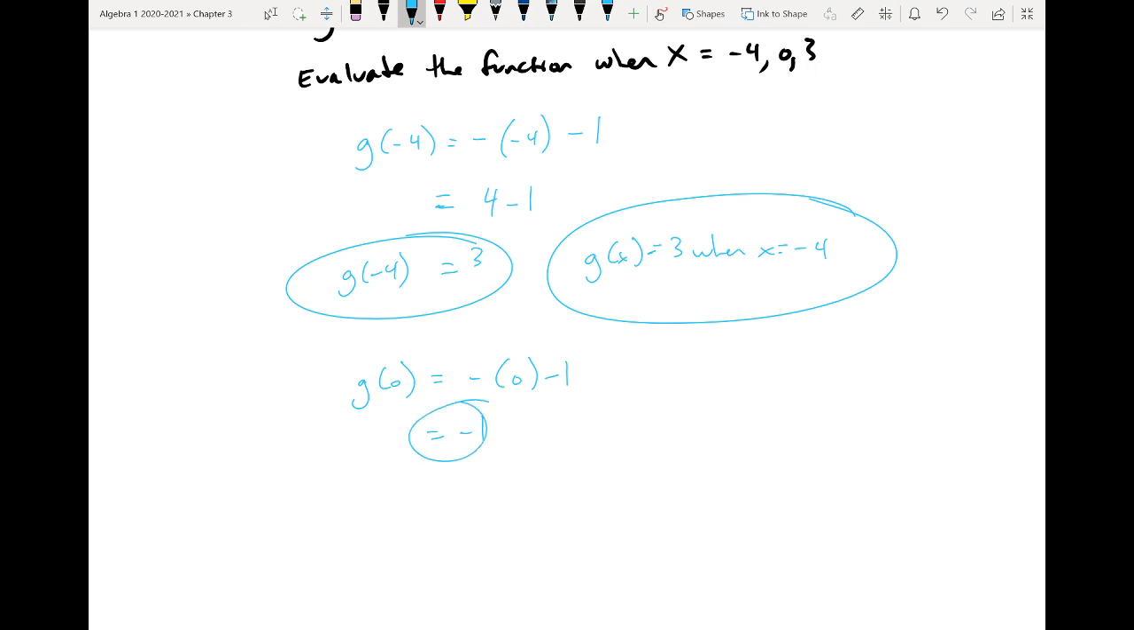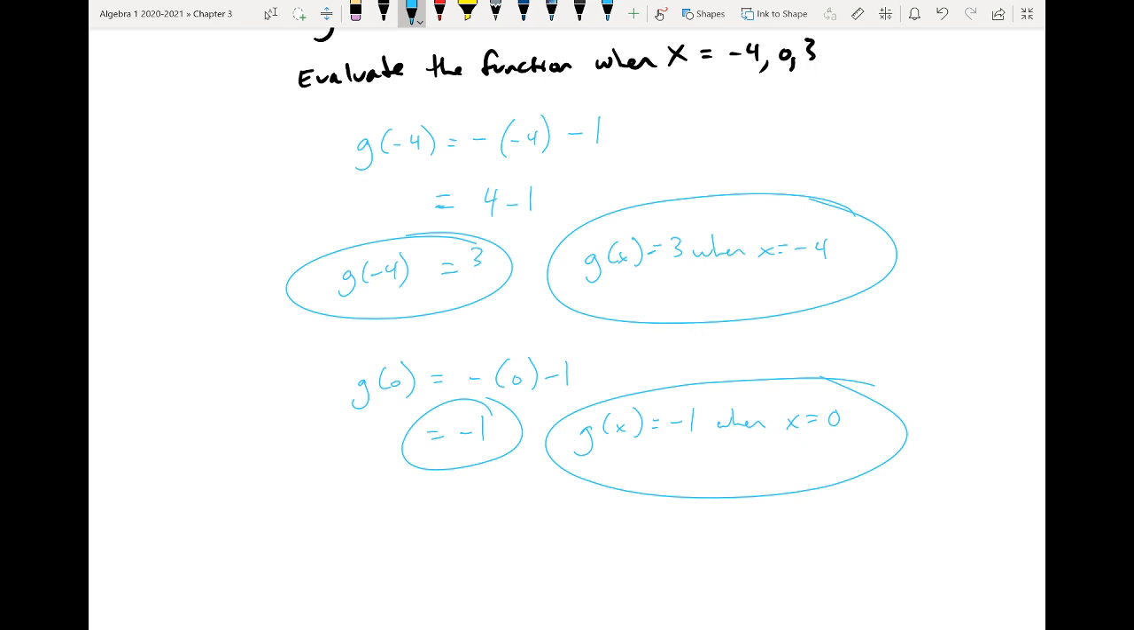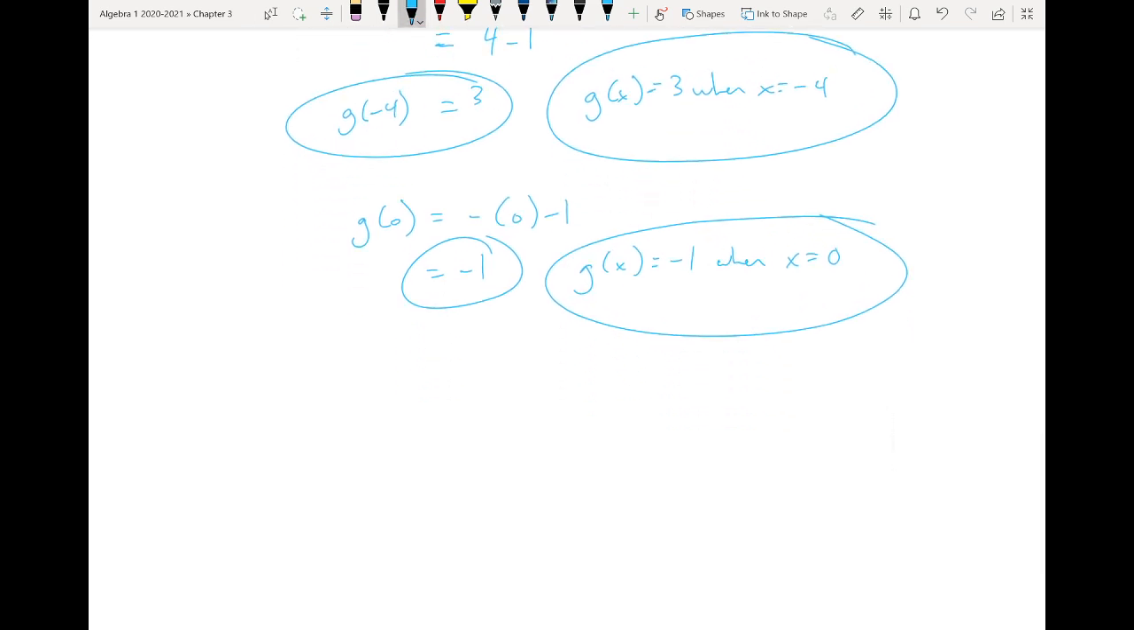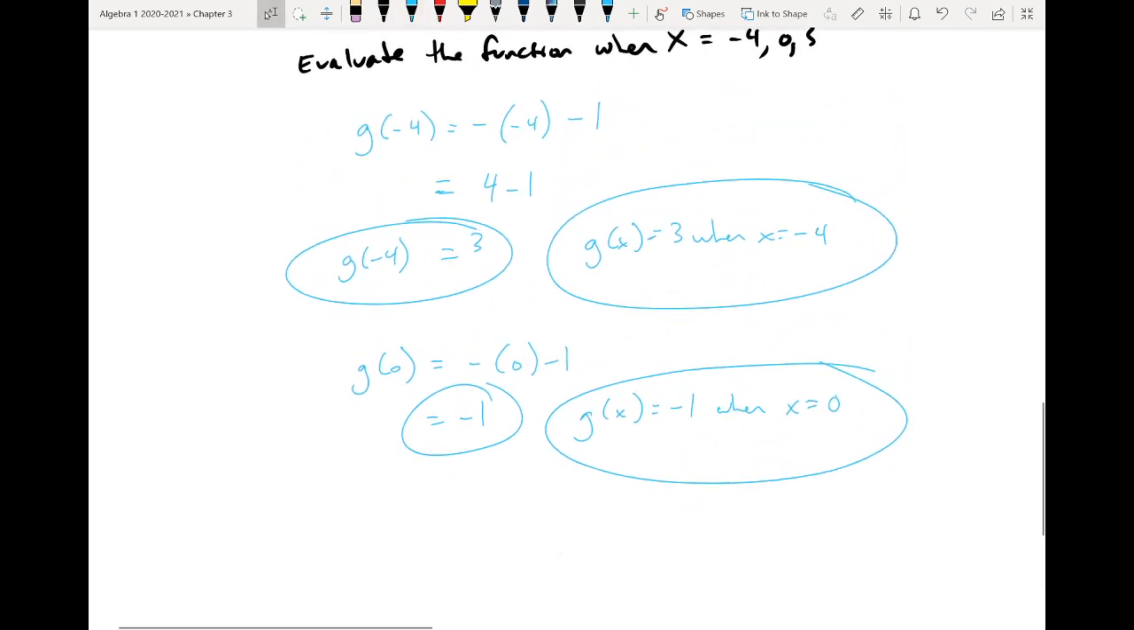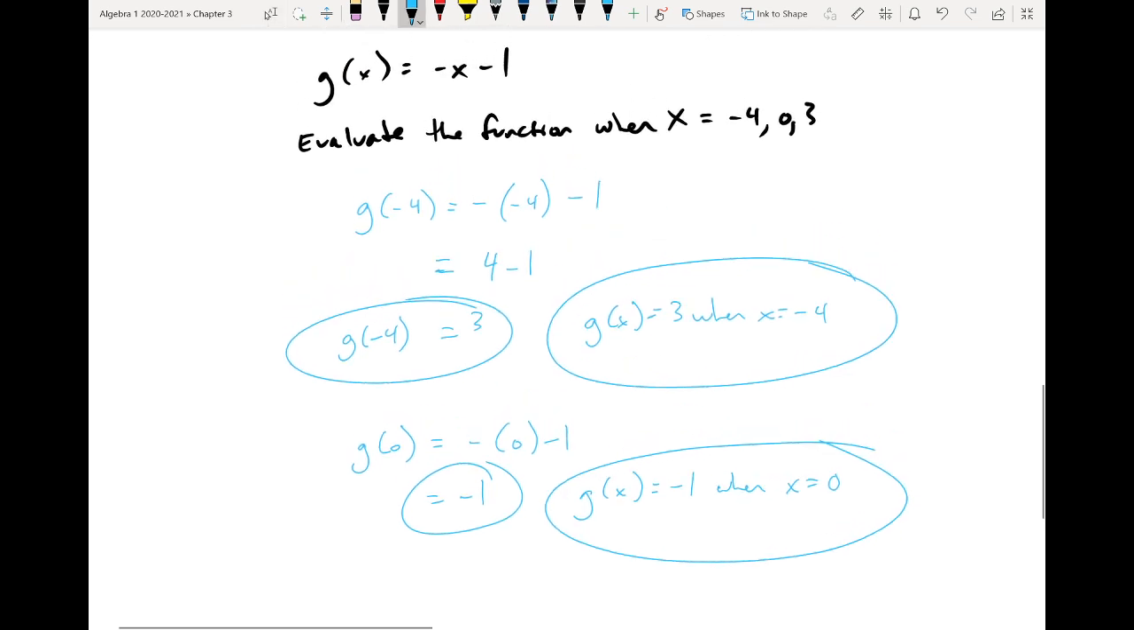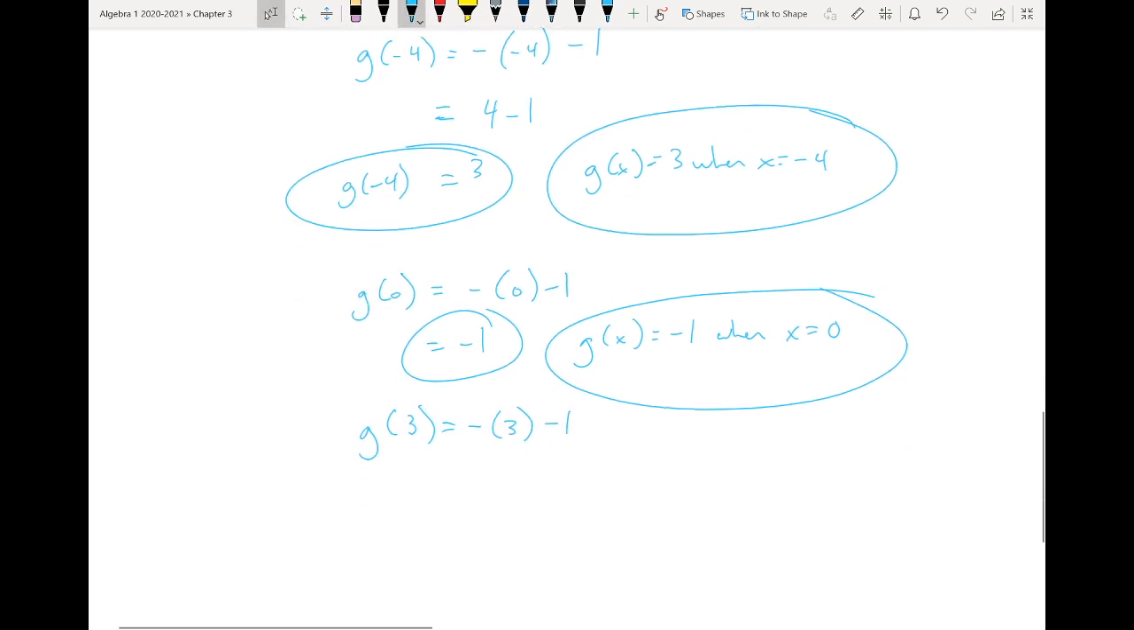So, in other words, the g of 0 is negative 1, or the g of x is equal to negative 1 when x is equal to 0. That's your answer. Again, we have one more of these guys to do. Evaluate the g of 3, of course, and then it's going to be negative 3 minus 1. Negative 3 minus 1 is going to be negative 4.